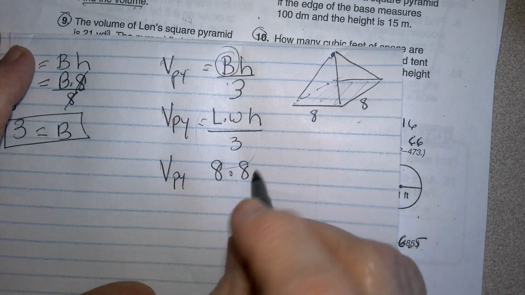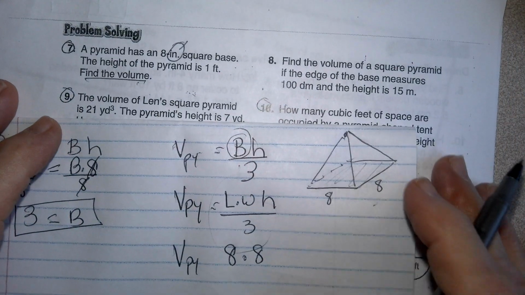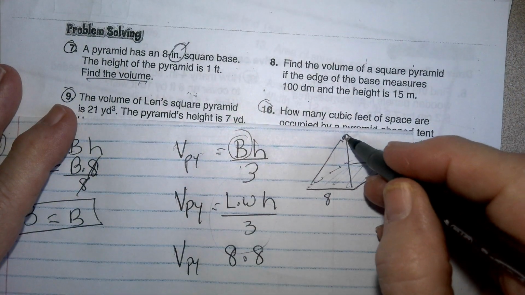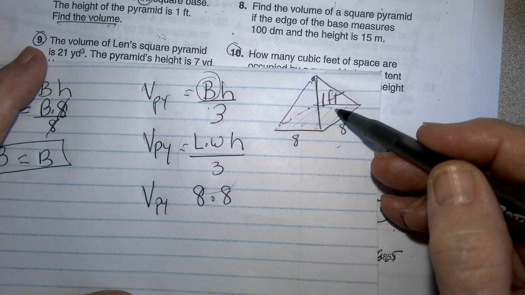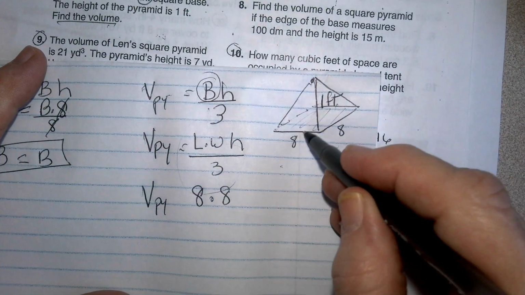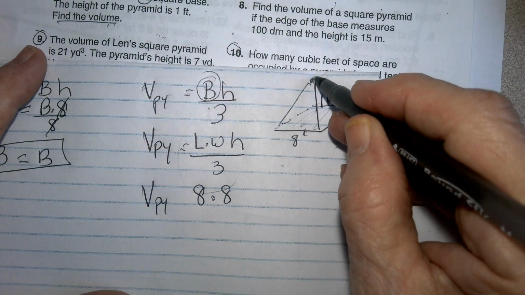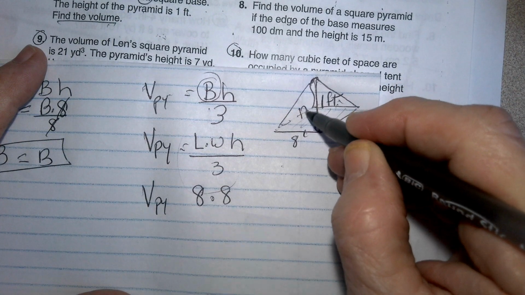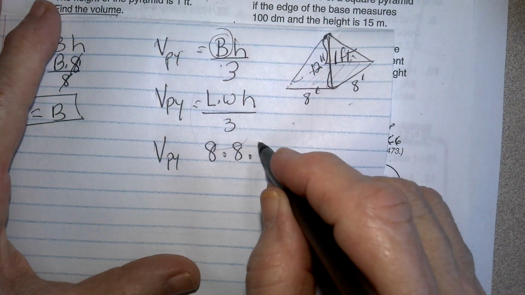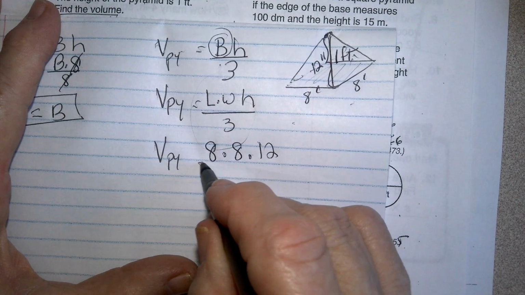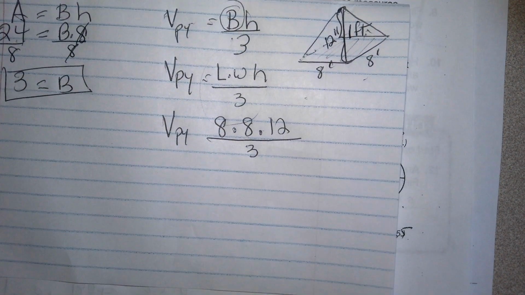And by the way, that is inches. But then they say the height of the pyramid is 1 foot. But we have to convert that because they're not the same unit. How many inches in a foot? 12. So we've got to calculate this. It's just 12 exactly. So times the height of 12 divided by 3. And now we're ready to go.